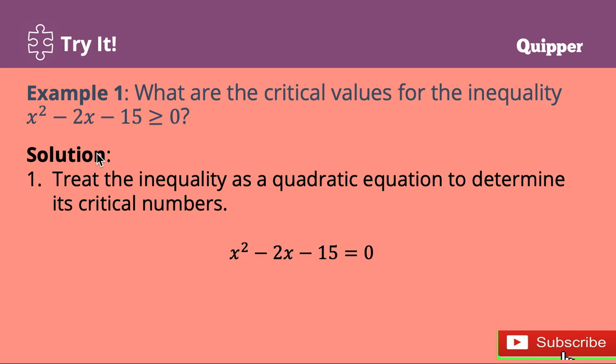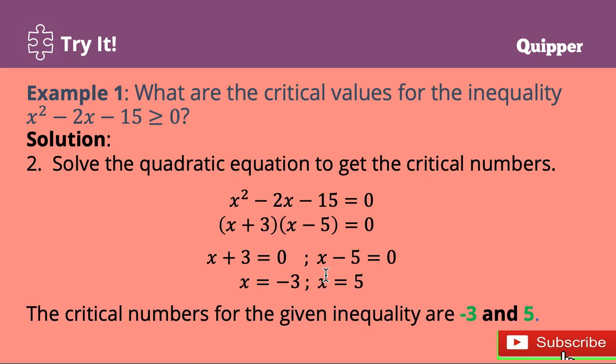First thing to do is we are going to treat this inequality as a quadratic equation to determine its critical numbers. We'll get its corresponding quadratic equation. From this inequality, we'll just change the inequality symbol to an equal sign. So we have now this corresponding quadratic equation. Then solve for the roots. Solve the quadratic equation to get the critical numbers. Again, the roots of this quadratic equation are what we call the critical numbers.